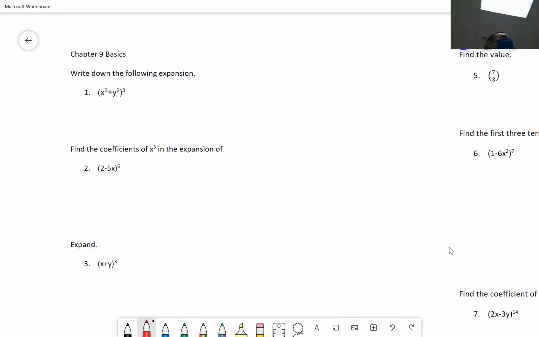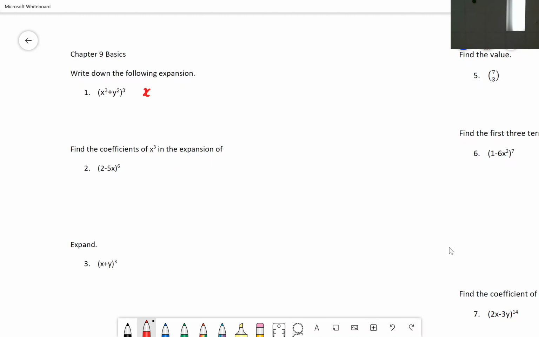Yes. Whiteboard. Okay, so what we're going to do now is review. This would have been your test, and it says write down the following expansion. So the first one, how could you have done this? The way I would have done it is I would have first figured out. So some of you did it like this.